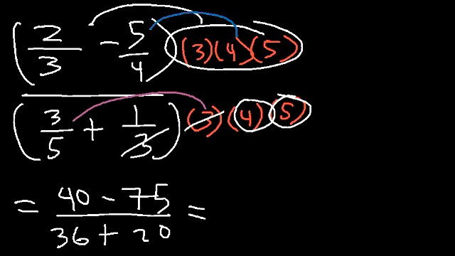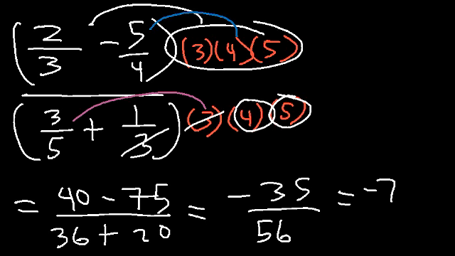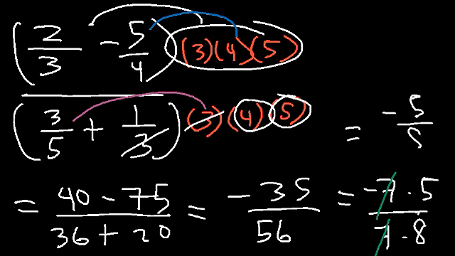Now 40 minus 75 is negative 35. 36 plus 20 is 56. And we can't really reduce this particular expression because 35 is just 7 times 5. 56, that's 28 times 2. Actually, we can reduce it. 56 is 7 times 8. So we can cancel a 7. So the final answer is negative 5 over 8.